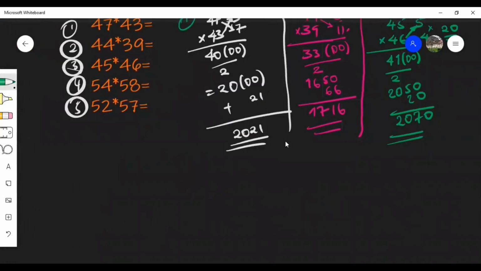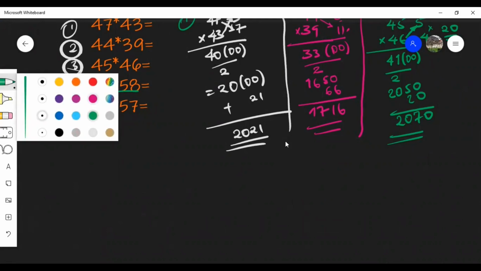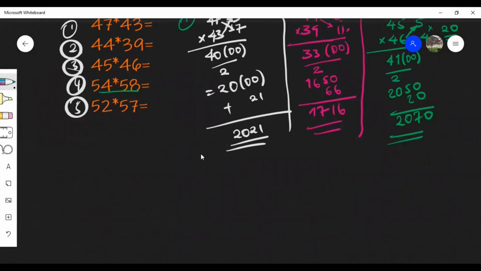Let's try out then the special numbers that are above 50. So again, let's just have some nice colors here. So I will take number 4, and after doing number 4, then I think that would already have sunk in, yeah? Then I don't have to do number 5 because this is getting easier. So I'm now taking 54 multiplied by 58. Again, the most important thing is to know what's the difference between 50 and 54.